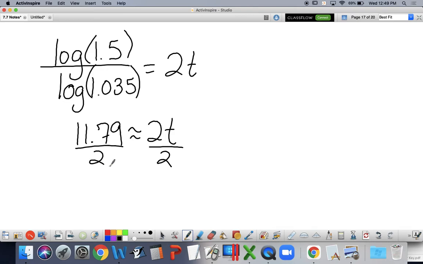So the time in years, let's still round to 2 decimal places, is about 5.89 years before your account has made $500. A little under 6 years, but this is estimating. So it's going to take about 6 years for your bank account to make $500. Not too bad if you can find an account that's paying out 7% interest semi-annually.